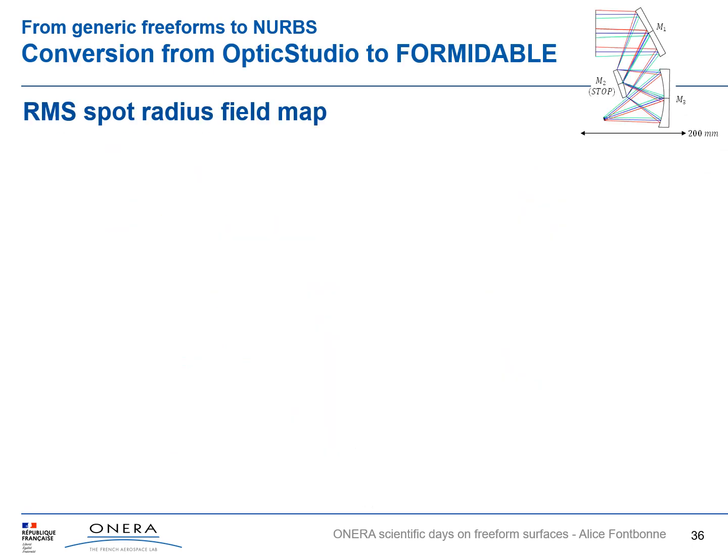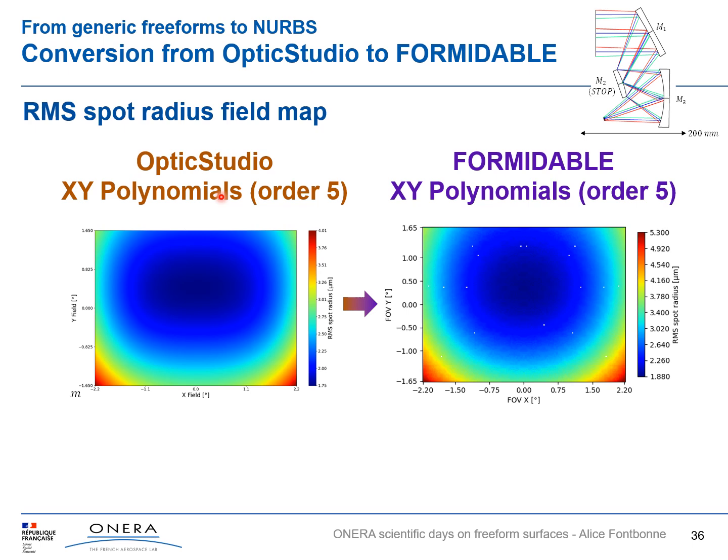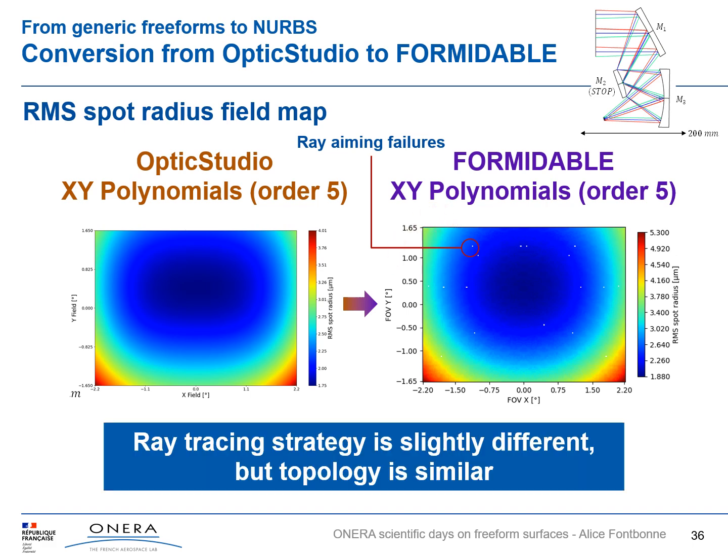The first thing to do is to convert from OpticStudio to Formidable. So here is an RMS spot radius field map in OpticStudio, and when we convert it to Formidable, it gives something like that. So here you can see that there are some ray failures for the conversion, but it's quite okay, and the ray tracing strategy is slightly different, but the topology is similar.